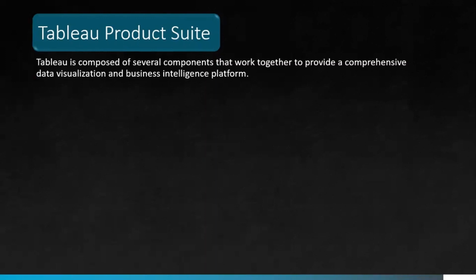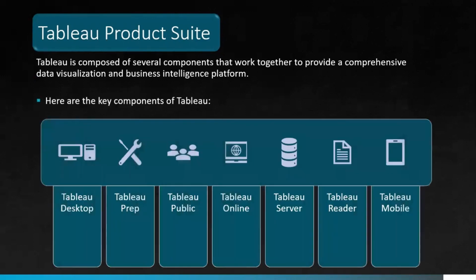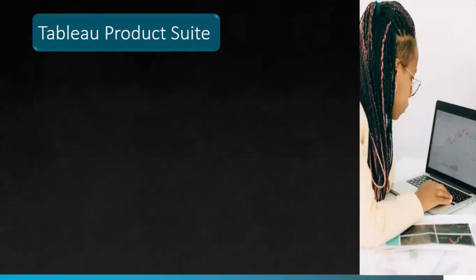So let's look at the Tableau product suite. So what are the tools that make up the Tableau products? So Tableau is composed of several components, and they all work together, right, to create a comprehensive data and BI tool. So here are the key components of Tableau. So you have Tableau Desktop, you have Tableau Prep, you have Tableau Public, Tableau Online, Tableau Server, Tableau Reader, and lastly, you have the Tableau mobile app.